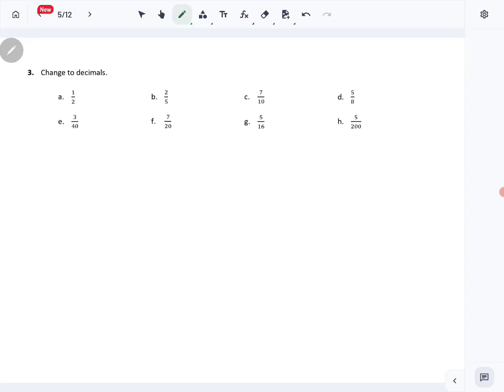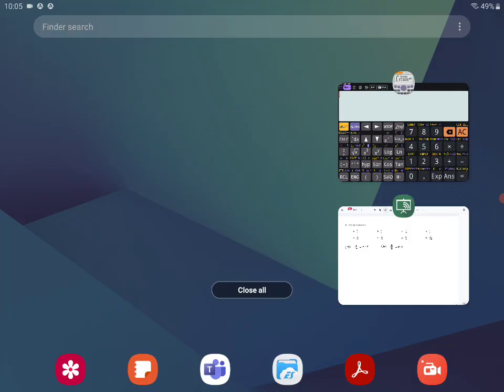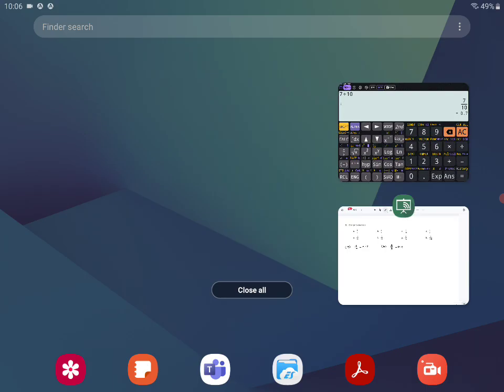Right. Okay. Next topic is we want to know how to change fractions to decimals. So you can use long division or calculator. Just use the calculator. Half is what? 0.5. 2/5 is what? 0.4. So just use your calculator. Go to the calculator. 2 divided by 5. 0.4. Like that. Next one is what? 7/10. 7 divided by 10, which is what? 0.7.